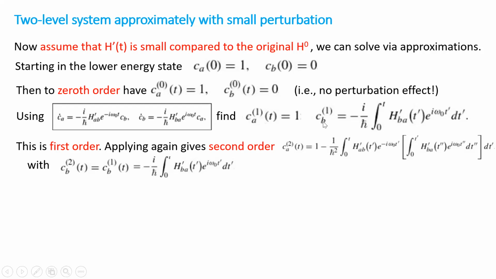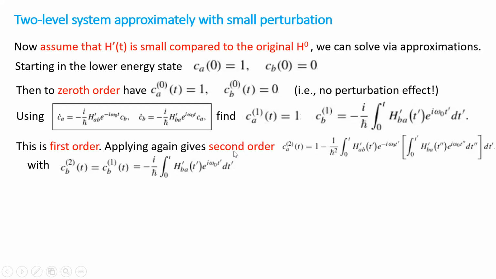However, putting Cb to first order into this equation for Ca dot gives a rather long equation. If we plug in the Cb1 here, we get a minus i over h bar H_AB e to the minus i omega t, then another minus i over h bar times this integral here. Then we can integrate that and we get a double integral, and the constant of integration is 1. And we get this expression here for Ca to second order.